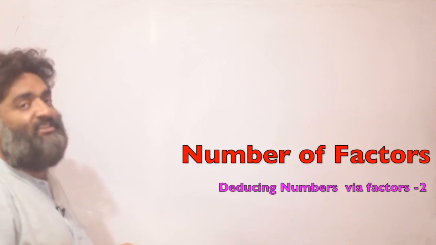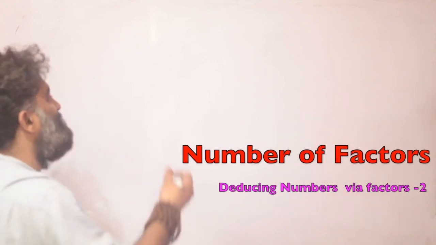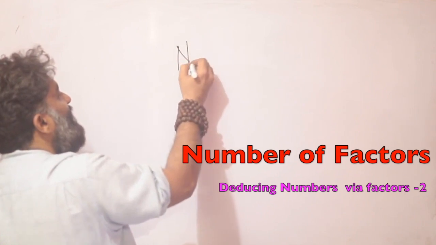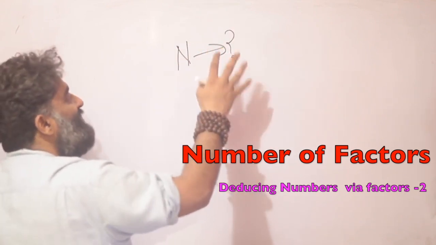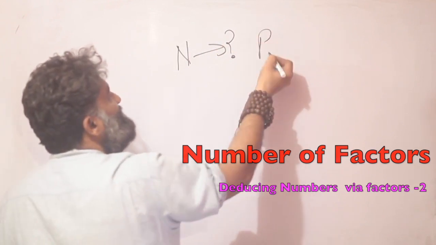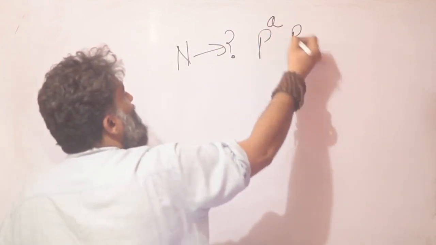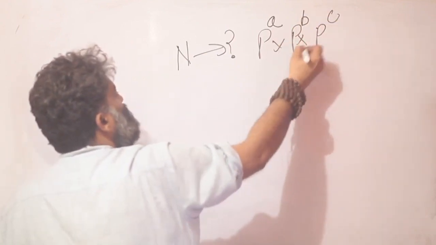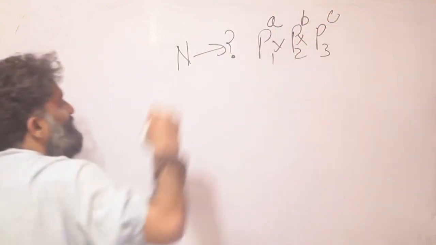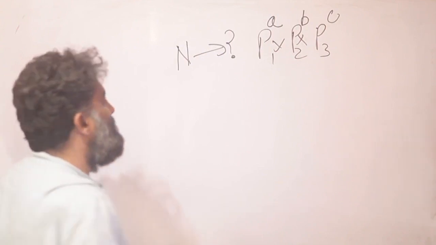So practice makes perfect. Let us repeat the process. I say there is a number n, you don't know anything about it. But at this point itself, you should stop and think there must be some prime number raised to a, another prime number raised to b, another prime number raised to c. I don't know how many are there, but some must be there, at least one must be there, right?